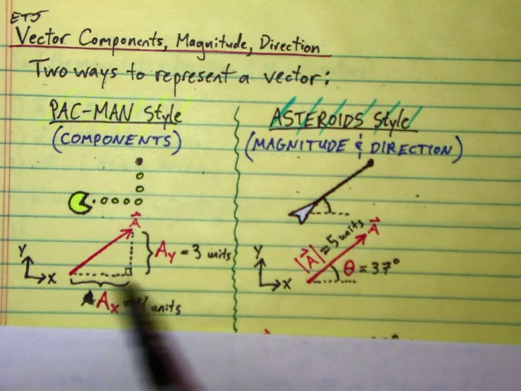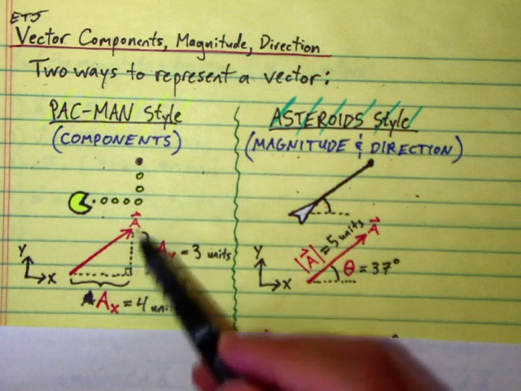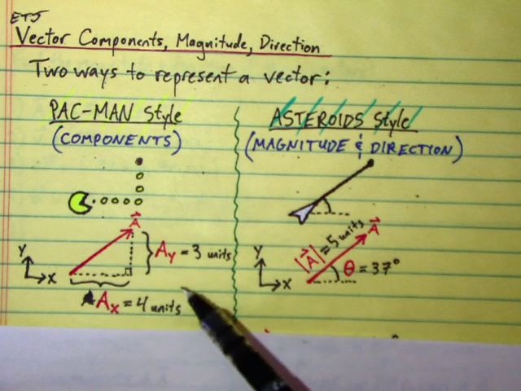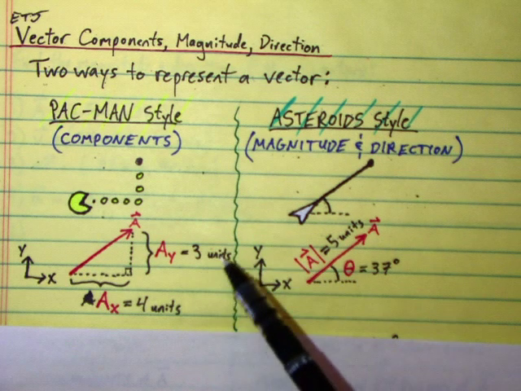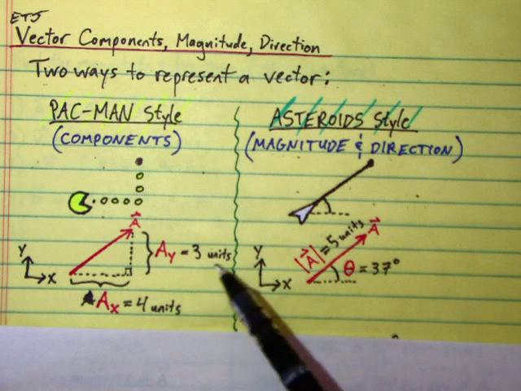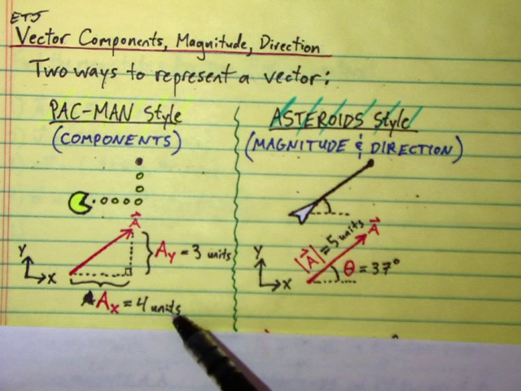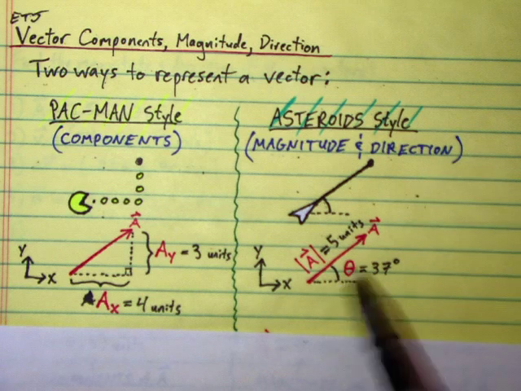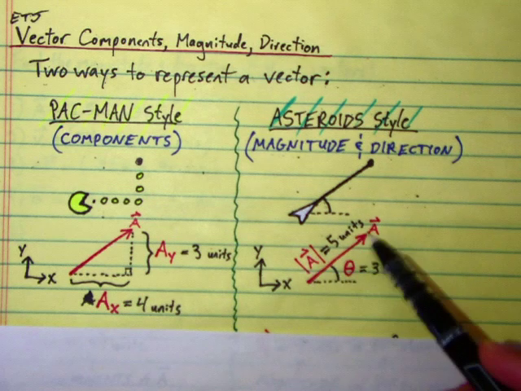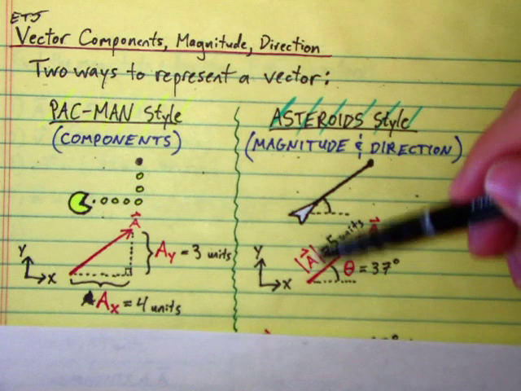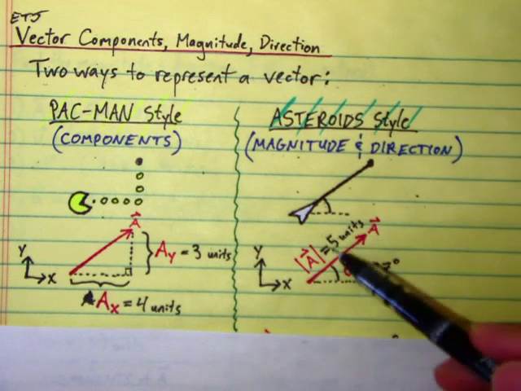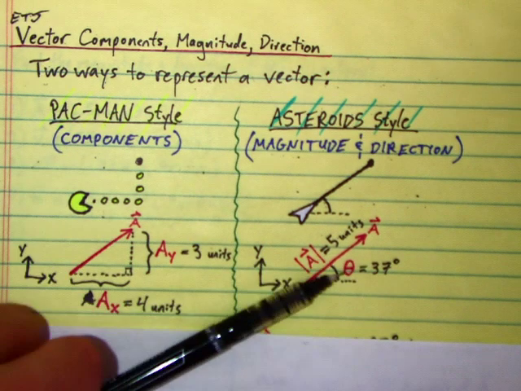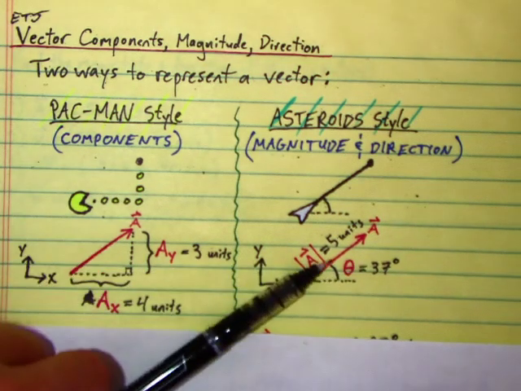And I'm saying that this has a value of 4 units, this 3 units. I'm saying units because this could represent a general vector. It could be a displacement, a velocity, an acceleration. We would have the appropriate units on there. So if it were a velocity, our unit would be meters per second. Asteroid style, we would represent this vector according to its magnitude. That's the length of the arrow. We put absolute value signs around the vector to represent the magnitude. So the length here is 5 units, and the direction of it is given by this angle, 37 degrees above the x-axis.